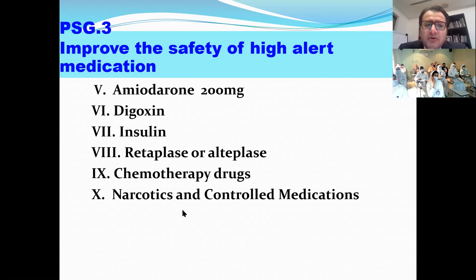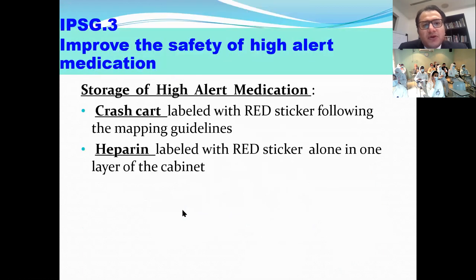stand as a good example of effective communication or not. So this is some sort of common high alert. And remember, where could high alert medication be stored? The storage of the high alert, always the crash cart. And mainly our high alert medication will be in the crash cart.